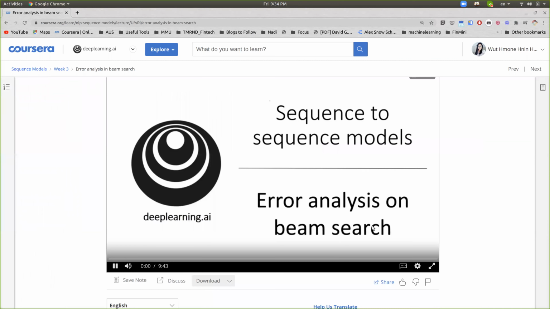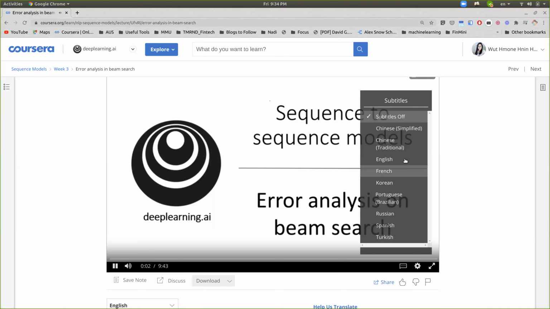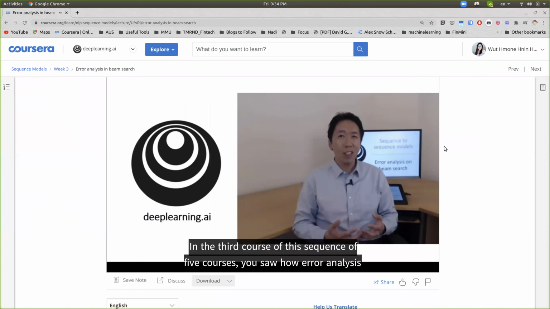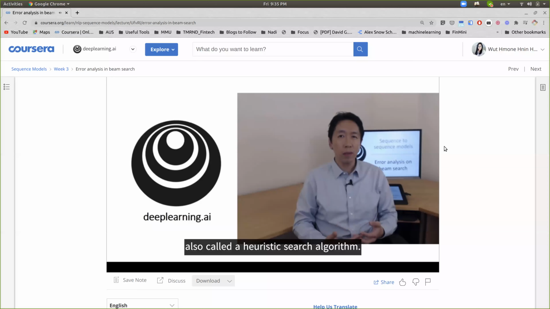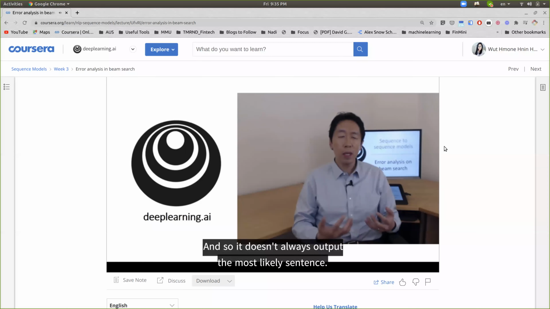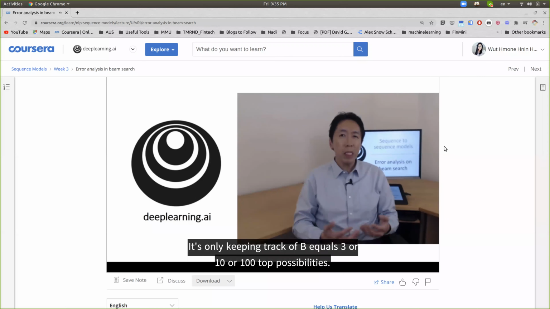In the third course of this sequence of five courses, you saw how error analysis can help you focus your time on doing the most useful work for your project. Now, Beam Search is an approximate search algorithm, also called a heuristic search algorithm, and so it doesn't always output the most likely sentence. It's only keeping track of B equals 3 or 10 or 100 top possibilities.